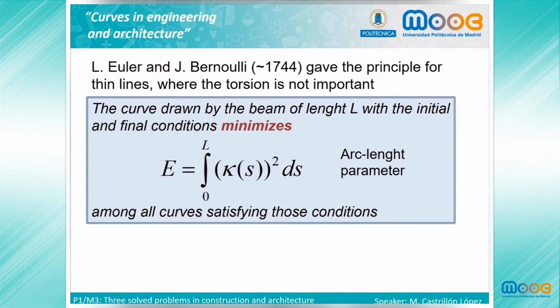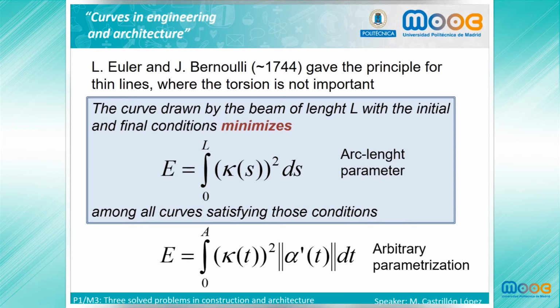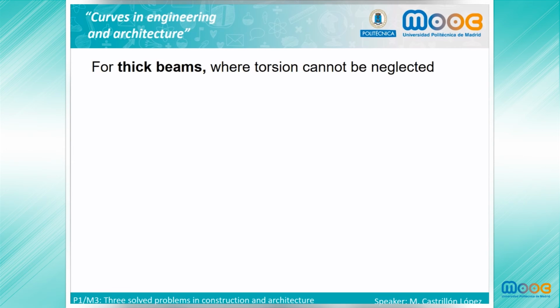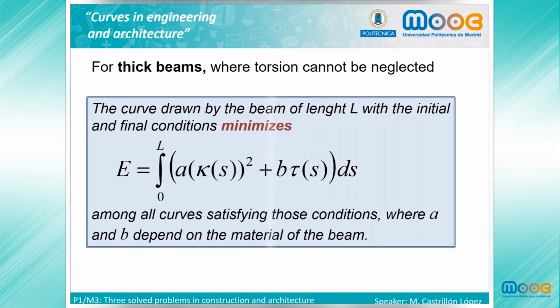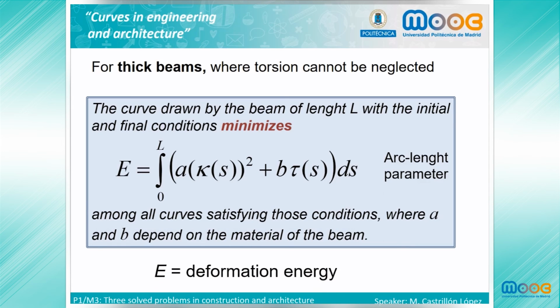But for that, we consider that the curve is parametrized by the arc length parameter. If not, the integral must contain another factor, the modulus of the derivative. In other words, we have to minimize the deformation energy. For thick beams, that is, when the torsion cannot be neglected, the optimal shape also minimizes an integral, but in that case it is a combination of the square of the curvature and the torsion. The coefficients of that combination depend on the material of the beam. This is again when the curve is parametrized by the arc length parameter. This deformation energy must be minimized.